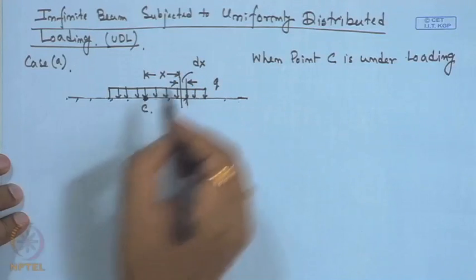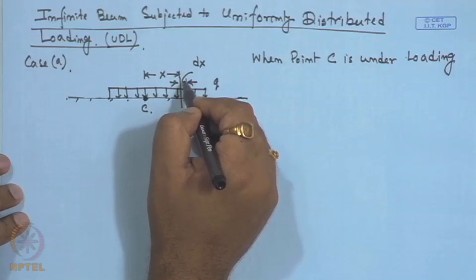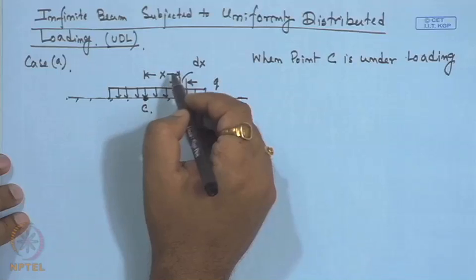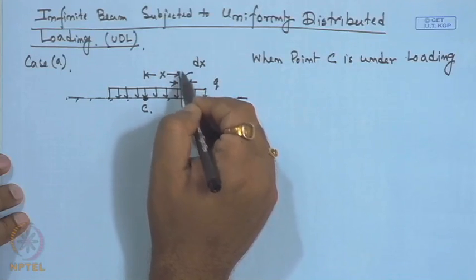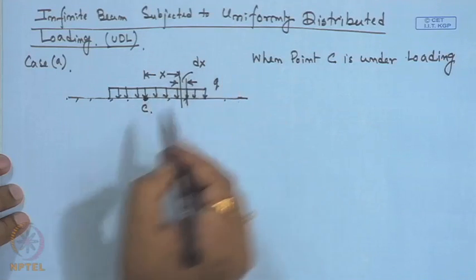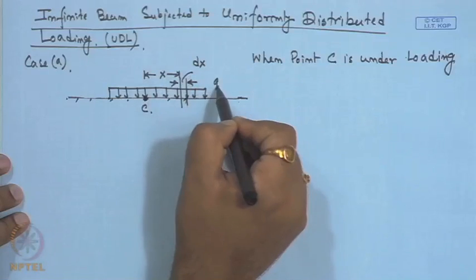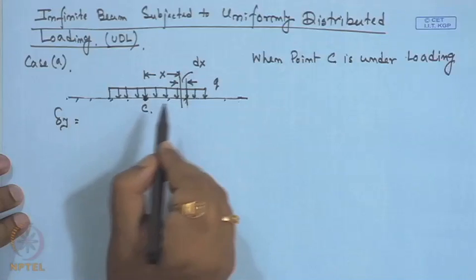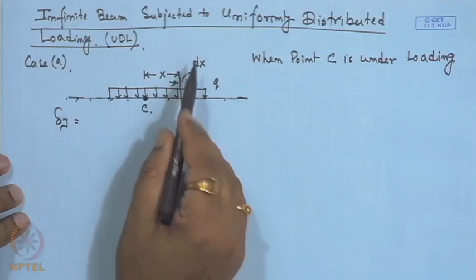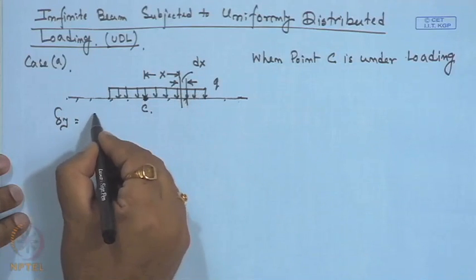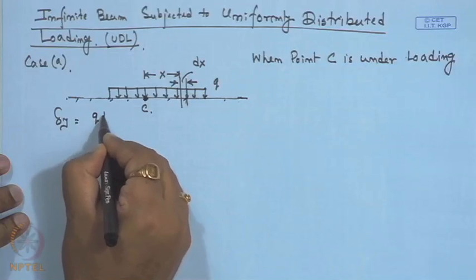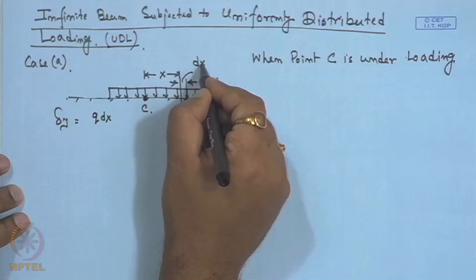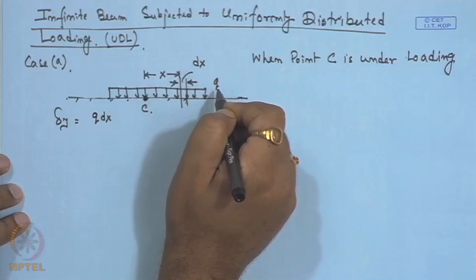So, if I consider each small segment as one concentrated load, then that concentrated load is acting at a distance of x. That concentrated load value will be q into dx. So, the delta y deflection due to the concentrated load acting at a distance of x from this point C will be q into dx, that is the small concentrated load, because dx is the small segment and q is the UDL intensity.